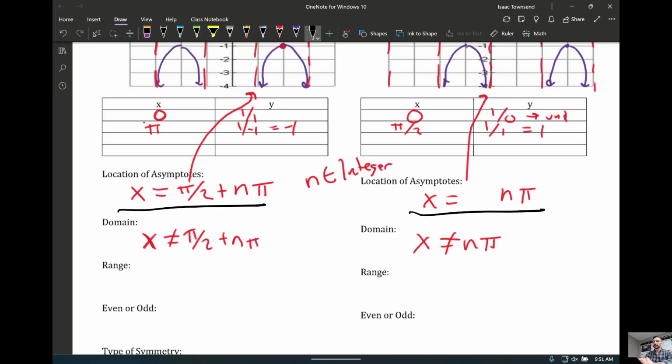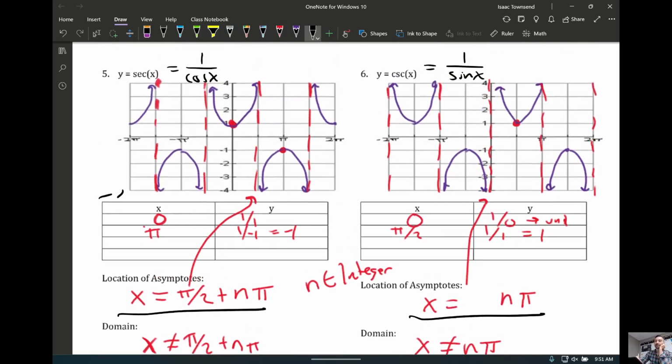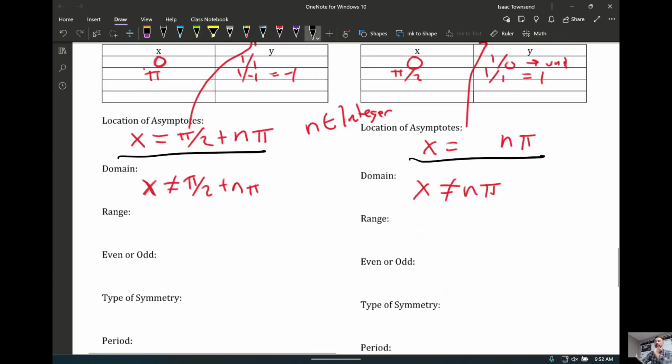Okay, range is asking us to describe the y values. So it looks like it goes down as far as negative infinity, goes up to negative 1. It skips some y values, and then it hits 1 to infinity. So we have to write that like such: negative infinity to negative 1, and then 1 to infinity.